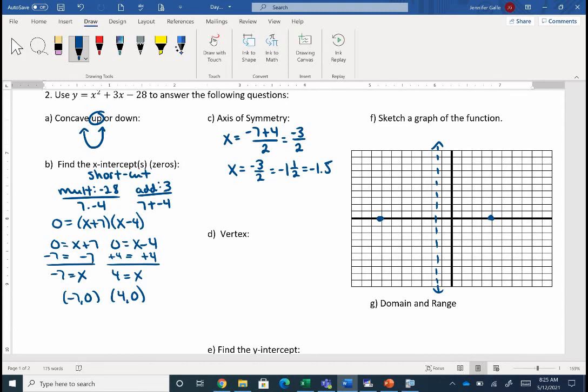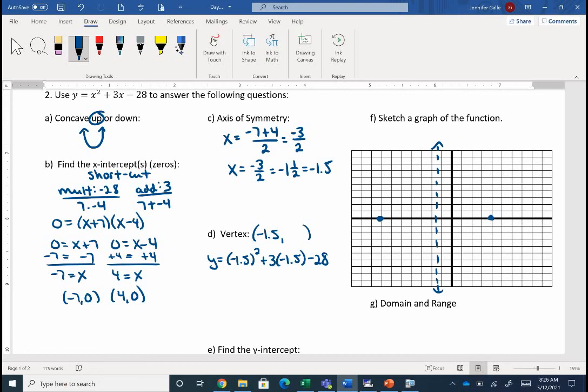Now, when you go to find the vertex, you already know the x part of it. We have to find the y. So if I know x and I want to find y, I substitute in for my x. The easier choice when substituting in is going to be the decimal. So we're going to have, again, make sure you have your parentheses. We're going to substitute in -1.5 for our x's, and that's going to give us our y.